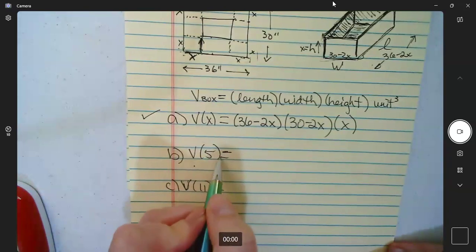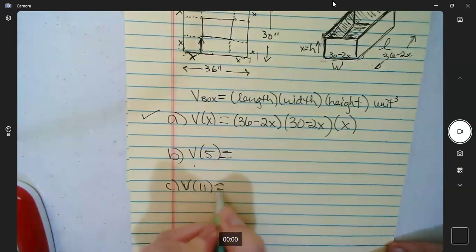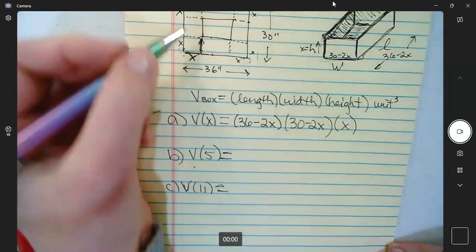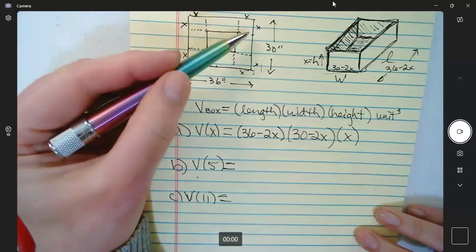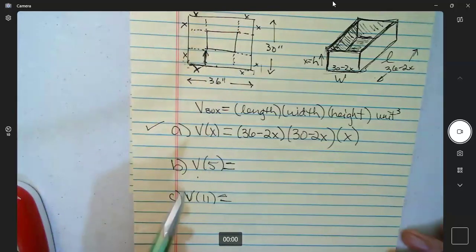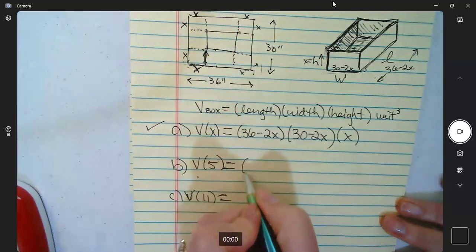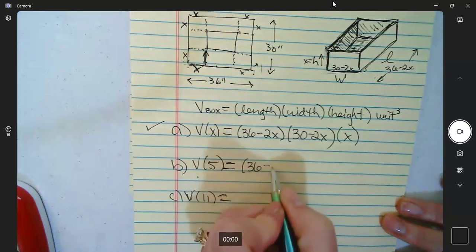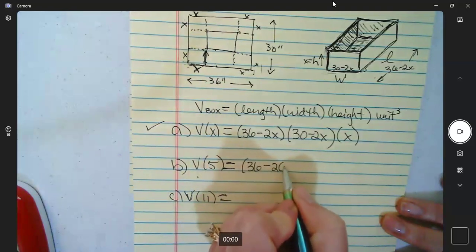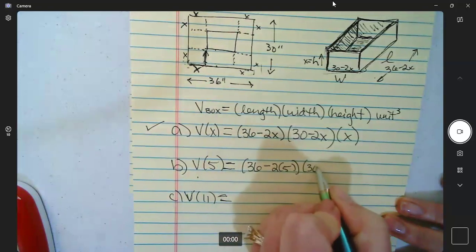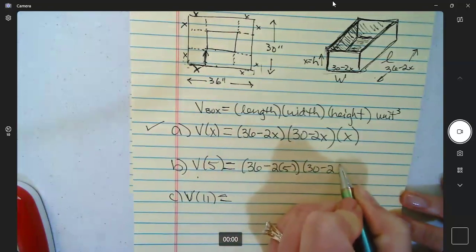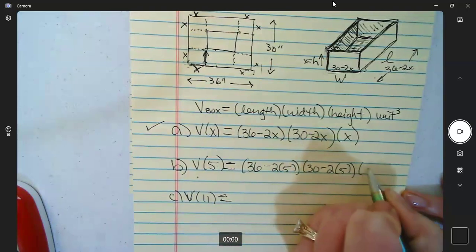Now they asked us to plug in specific numbers to see that, even though we're starting with the same basic shape to begin with, depending on how big we cut the corners out of it, we're going to get different volumes. So this one, we could just do this on Desmos. So that would be 10, right? 2 times 5. This would be 30 minus, again, the 10, and then times another 5.